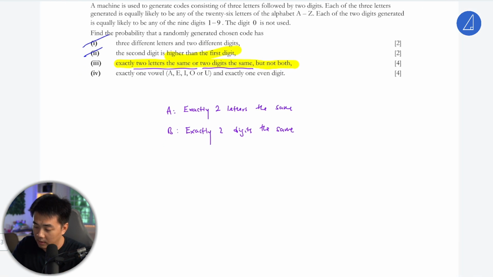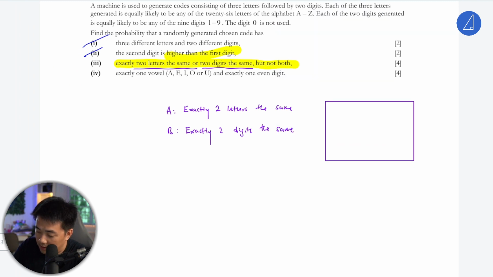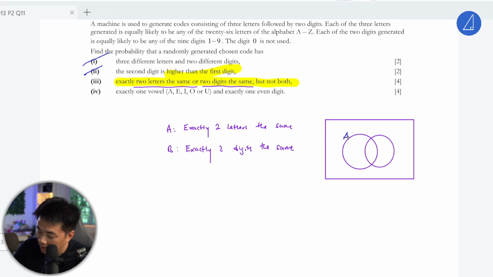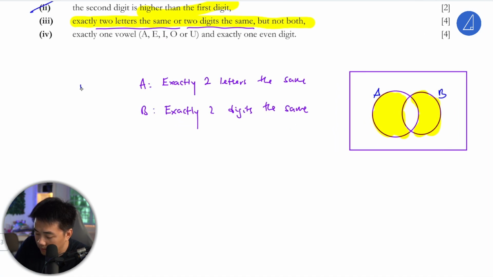Okay, the required probability is essentially what we want to find. If this is, say, a Venn diagram, A and B, this is A, this is B. We want this area here. We do not want the middle area. Okay, so the required probability is just part 3.